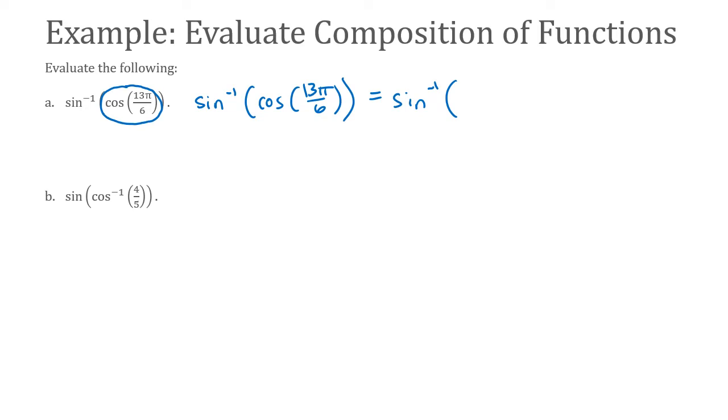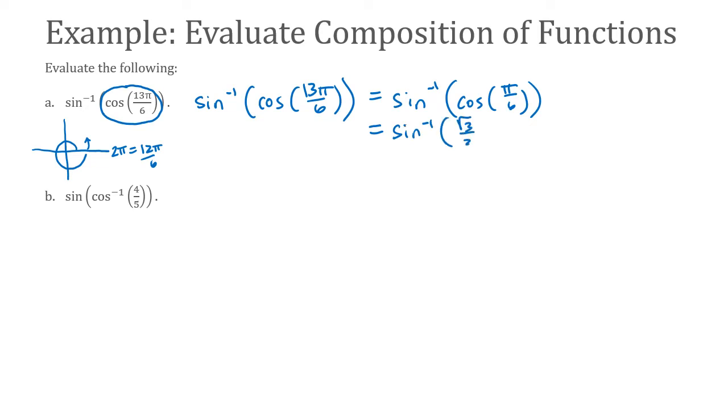If you don't know what it is, then you might want to just draw yourself a little circle and say, okay, I do know that all the way around is 2 pi, and 2 pi in sixths is 12 pi over 6. So that means 13 pi over 6 is in the same location as pi over 6. So maybe I'll rewrite this as inverse sine of the cosine of pi over 6. And what is the cosine of pi over 6? It is square root of 3 over 2.